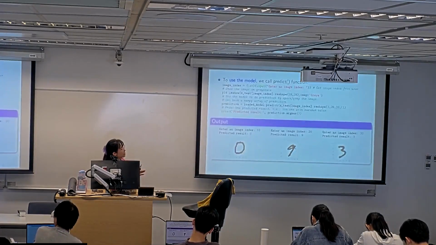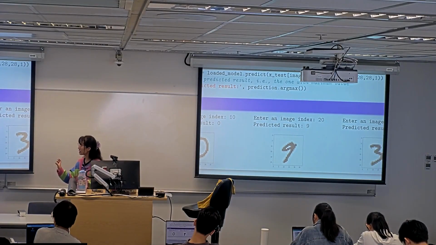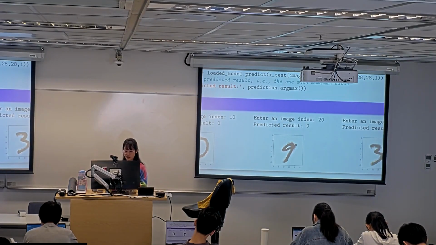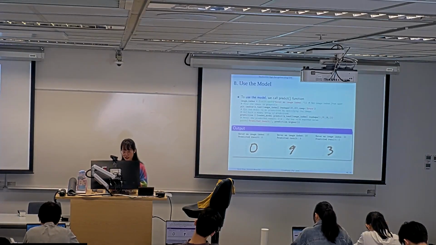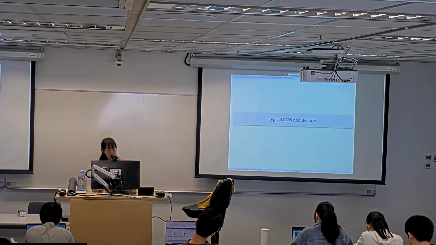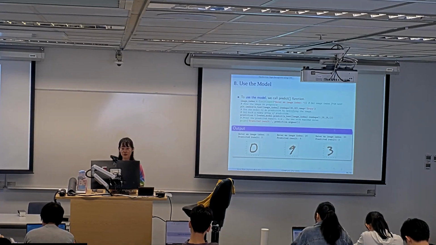Actually this is not so easy for a neural network, because for such an image, the neural network may easily confuse this 9 with 7. They are very similar. But our CNN can predict it correctly as 9. And then for the 30th data, the predicted result is 3. Alright, so that's all the steps of handwritten digit recognition using the CNN.